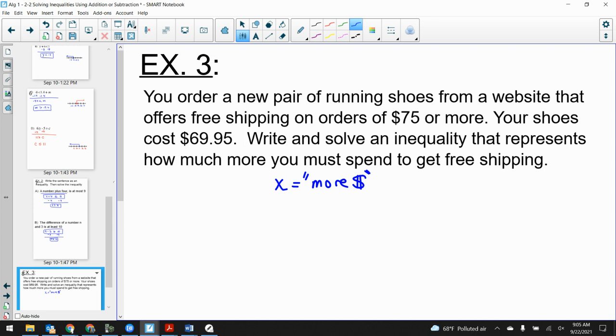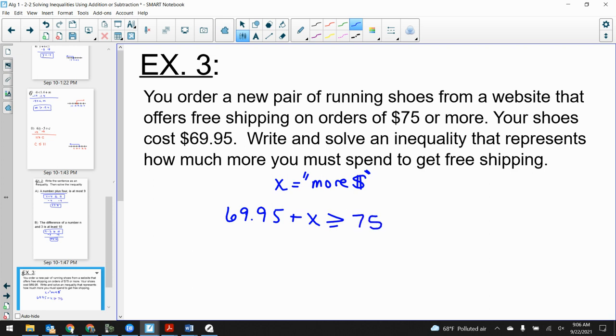All right, how much have I already spent? $69.95. And in addition to that, I need to spend this amount more, that's going to get me up to at least $75. How do I represent that? Greater than or equal to 75.